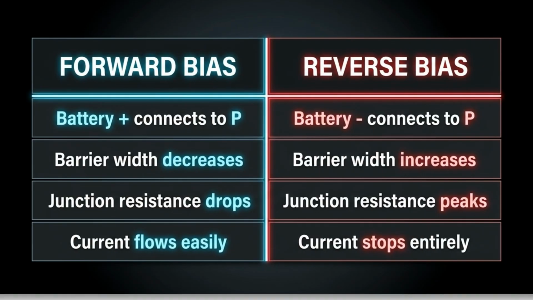Forward bias connects the positive terminal to P, decreasing the barrier width and resistance, allowing current to flow easily. Reverse bias connects the negative terminal to P, increasing the barrier width and resistance, stopping current entirely.